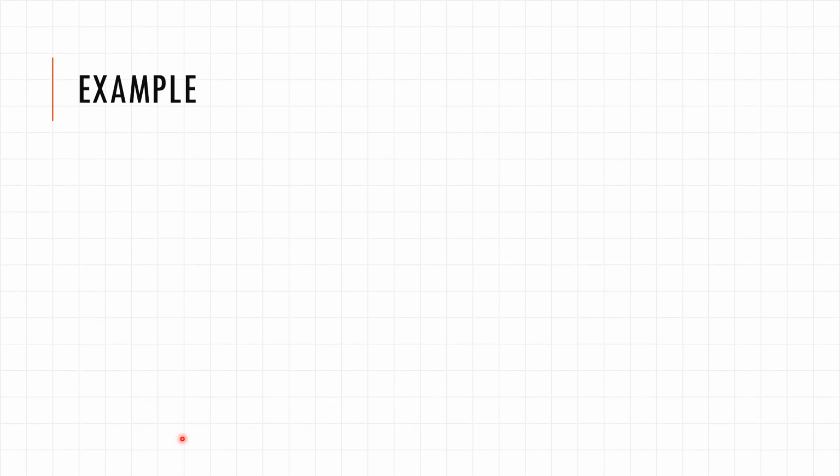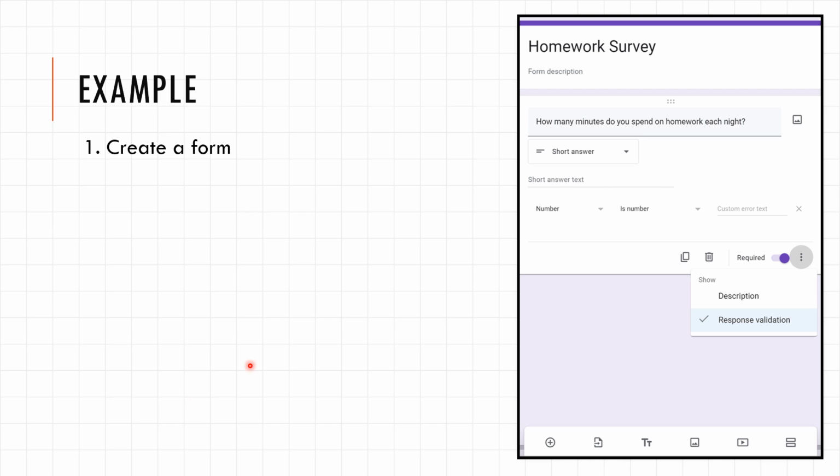Let me show you a quick example here. So the first thing that you would do when you're collecting primary data like this is you would create a Google form. So I would go to that link, forms.google.com, and I would maybe create a survey that looks like this, homework survey. And I would click on this plus button to add a question. And the question is, how many minutes do you spend on homework each night?